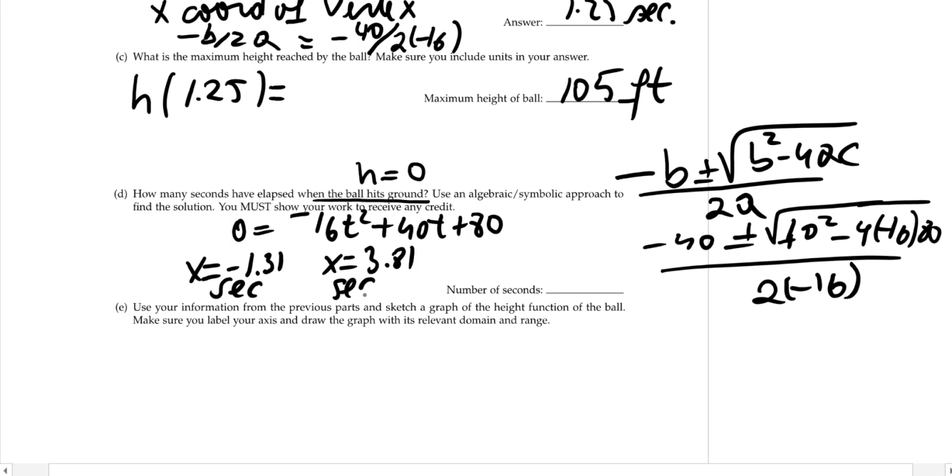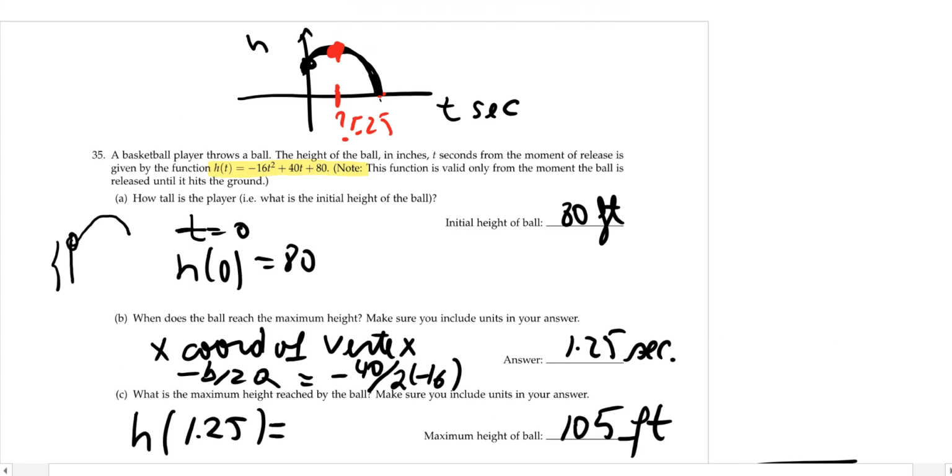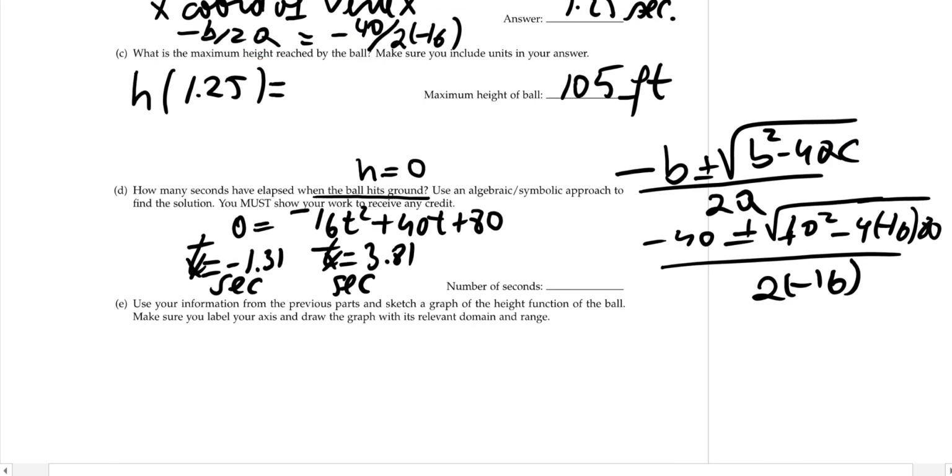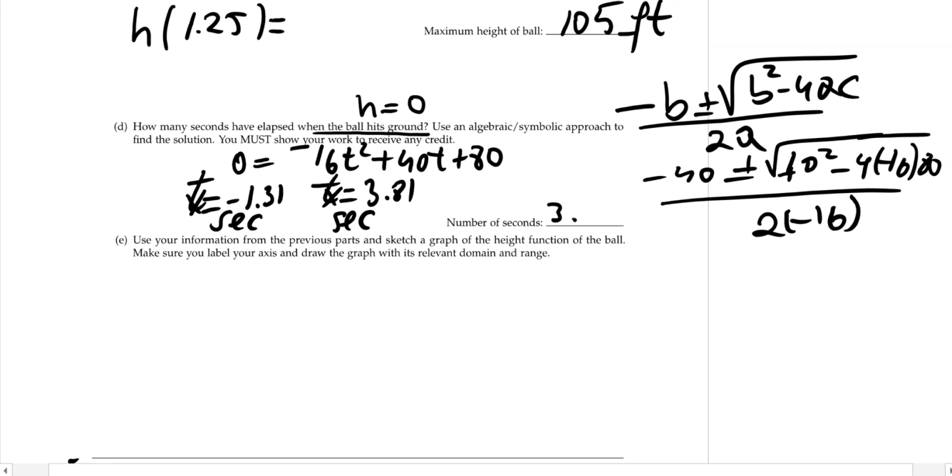And this is seconds. I'm sorry, t, not x, but t. But it doesn't make sense to have negative 1.311. Basically, this is this one right here, but it doesn't make sense. So the one that I'm interested in is this one, and this is 3.81 seconds. Okay. After 3.81 seconds, the ball hits the ground.